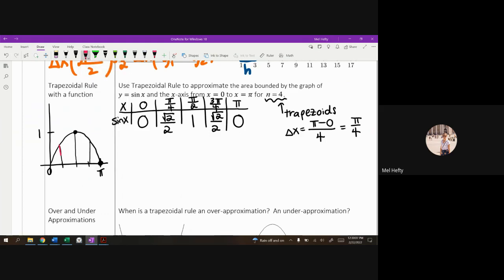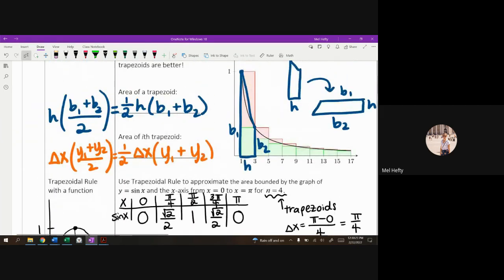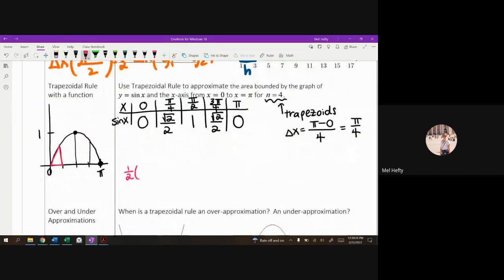So our first trapezoid is actually kind of a silly trapezoid. It is a triangle, and that's because one of our bases is 0. So for our first trapezoid, we are going to do 1/2. I'm going to write it this way first, with the 1/2 out front. I'm going to do my delta x. So how far along the x-axis is this distance? How far to get from 0 to pi over 4? Pi over 4. Not crazy.